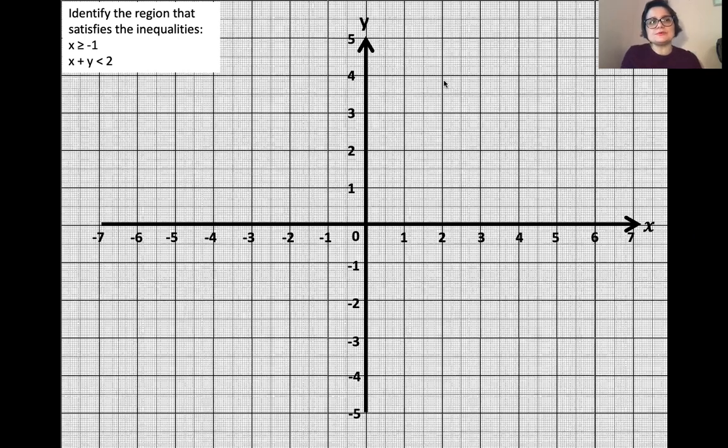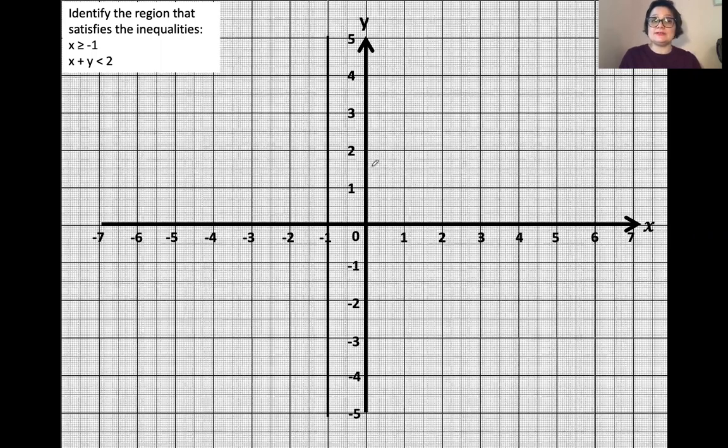So for the first one, it's going to be a solid line like this one because it says bigger than or equal to -1. Now remember, the area that satisfies the inequality x bigger than or equal to -1 is going to be this area here, the area on the right-hand side.